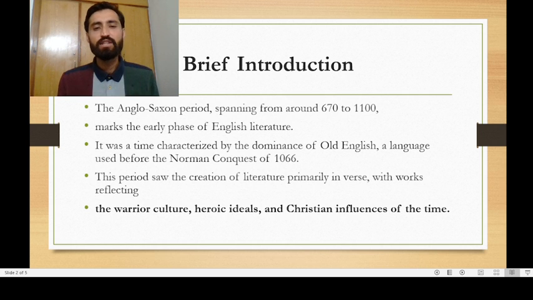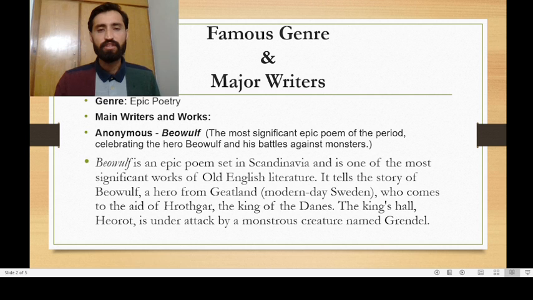So simply we can say that the Anglo-Saxon period starts from 670 and ends at 1100. And we get to know about the dominance of Old English after reading this Anglo-Saxon literature. And along with that, we get to know that the major genre is verse, and the themes are warrior culture, heroic ideals and Christian influences of the time.